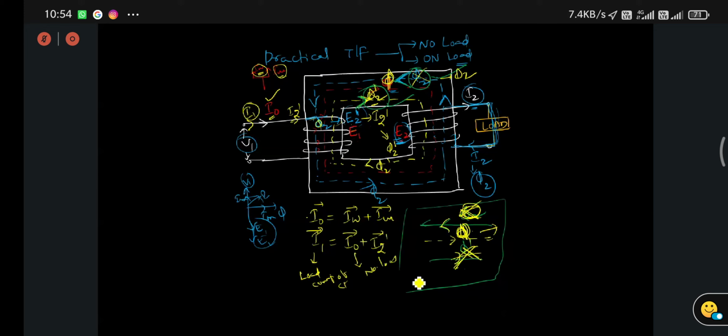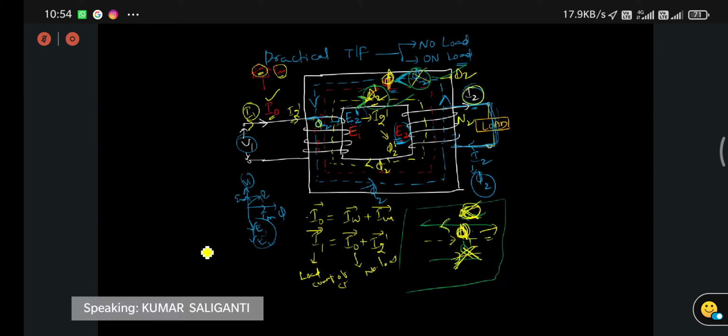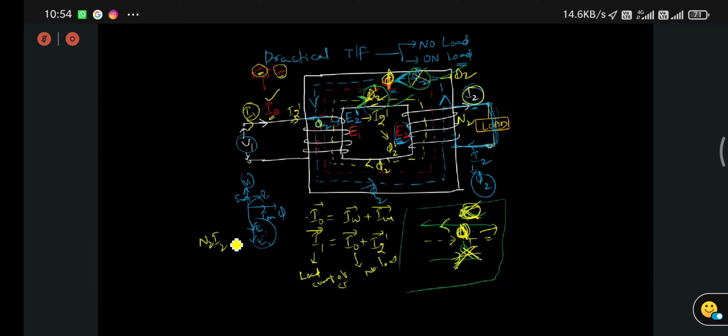So now you can write here the secondary side EMF. The secondary side EMF will be N2 and I2. So that is equal to the secondary MMF, equal to the primary MMF. So that is equal to N1 I2 dash. N1 is the primary side turns, so N1 into I2 dash.